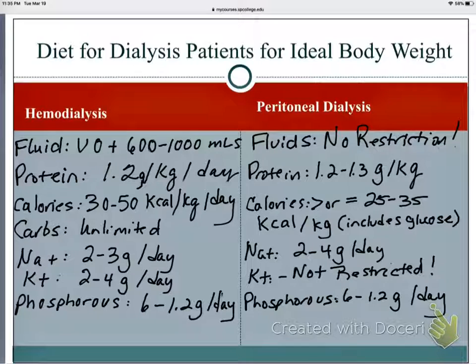So, nutrition. This is in your books. I'm not going to go over this too much. But just know, like I said, we have to watch the fluid with hemodialysis. You don't want to do more than urine output plus 600 to 1,000, depending on the size of the patient. Some, like we talked about, will put them on a fluid restriction, some won't. But they will tell them to watch their fluid intake. With peritoneal dialysis, there is no fluid restriction.